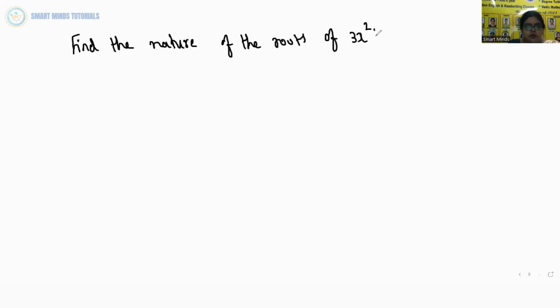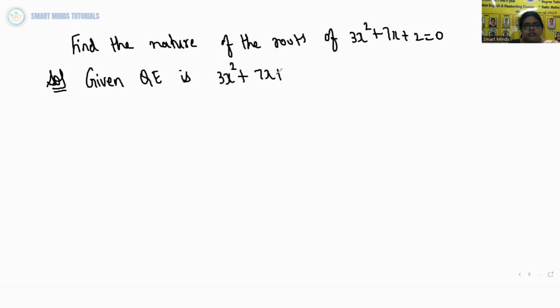Let's take a question based on nature of the roots. Find the nature of the roots of 3x square plus 7x plus 2 is equal to 0. So how to start this? First you write the given quadratic equation. Given quadratic equation is 3x square plus 7x plus 2 is equal to 0. From the quadratic equation we can find the a, b, c values. a is the coefficient of x square, that is 3. b is the coefficient of x, that is 7. c is the constant term, that is 2.